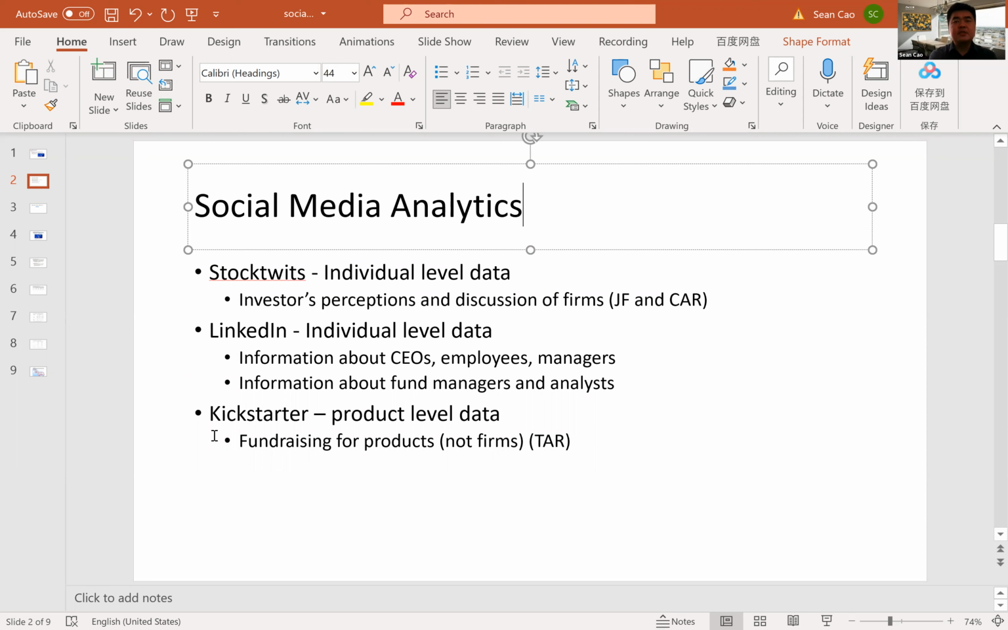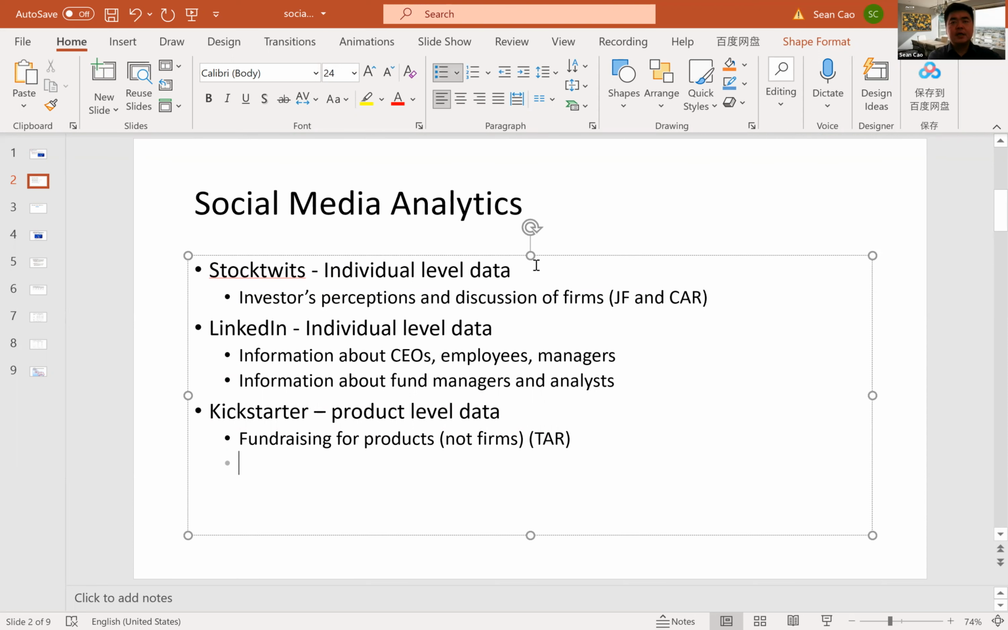I found a similar website, similar to StockTwits, like Snowball. Snowball is a version that's similar to StockTwits, operating in China. In Chinese it's called 雪球网. So what are StockTwits and Snowball about?